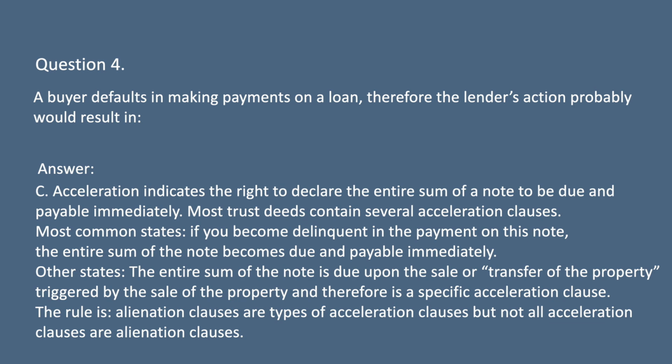Answer: C. Acceleration indicates the right to declare the entire sum of a note to be due and payable immediately. Most trust deeds contain several acceleration clauses. In most states, if you become delinquent in the payment on this note, the entire sum of the note becomes due and payable immediately. In other states, the entire sum of the note is due upon the sale or transfer of the property, triggered by the sale of the property, and therefore is a specific acceleration clause. The rule is, alienation clauses are types of acceleration clauses, but not all acceleration clauses are alienation clauses.